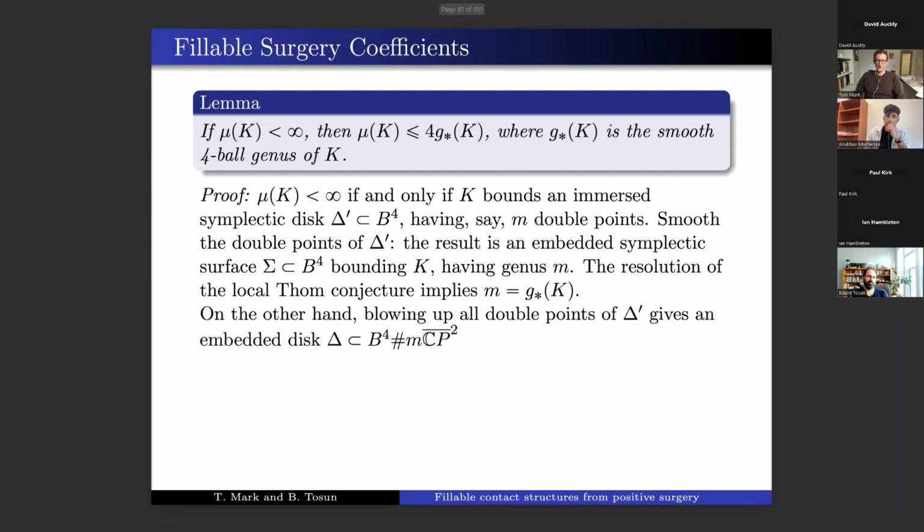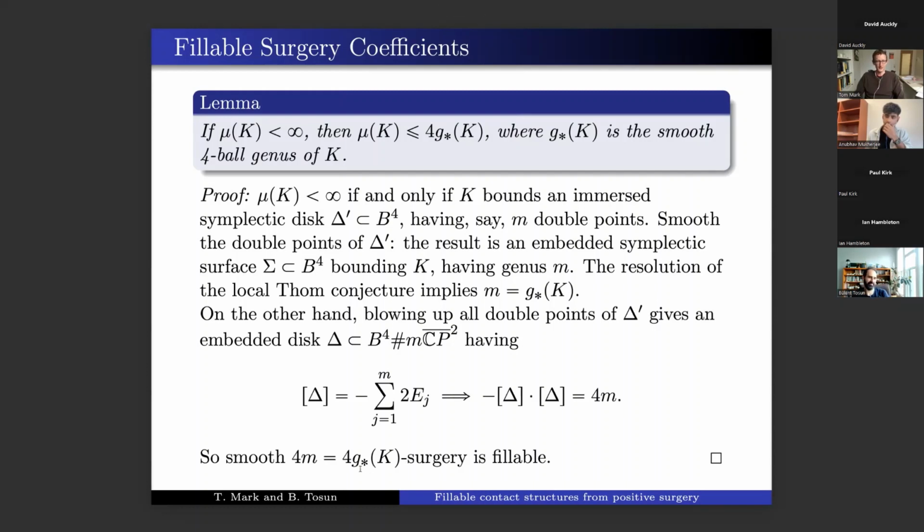On the other hand, starting with the immersed disk, you can blow all of the double points up, and that gives you a disk inside the M-fold blow up of the four-ball. Since you're blowing up double points, the coefficients of the exceptional curves are all 2, so the self-intersection is 4M, and M is g star. So that means 4g star surgery is the surgery coefficient, and it is fillable. If you have a fillable surgery at all, you have to find one by the time you reach 4g star surgery. Four times the slice genus surgery is always enough to hit your fillable surgery.